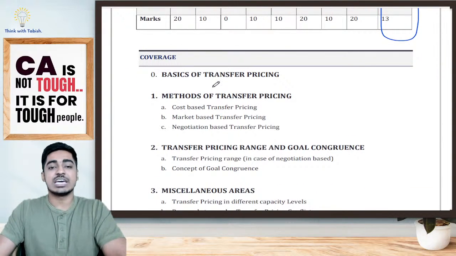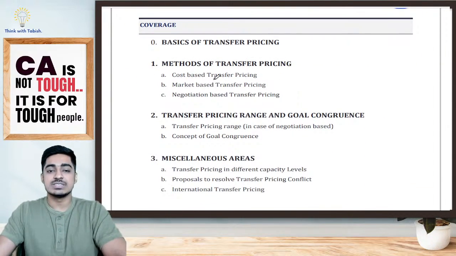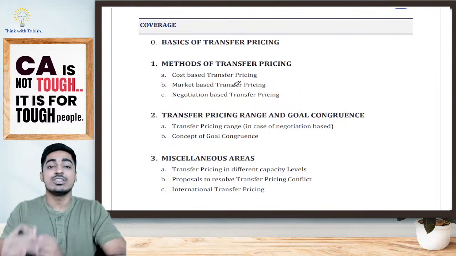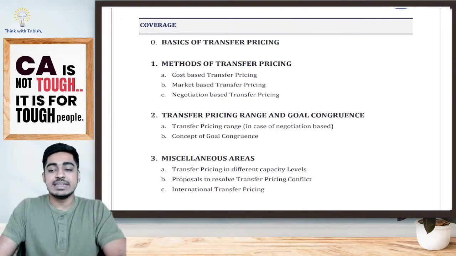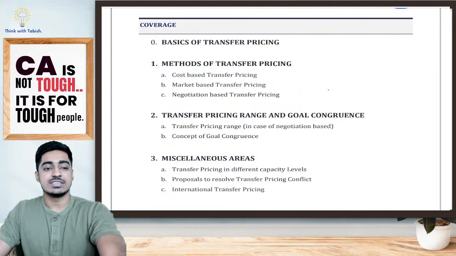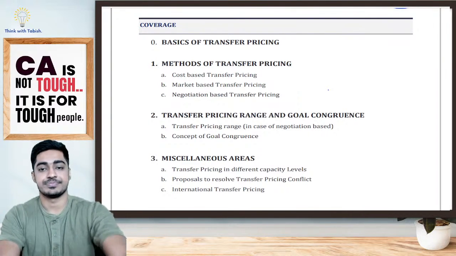So this entire chapter we have bifurcated into 3 topics. First, we'll be looking at the basics. Then we have the methods of transfer pricing. Then we have transfer pricing range and the concept of goal congruence. And finally, we have the miscellaneous areas. So let's begin with the very basics of transfer pricing.